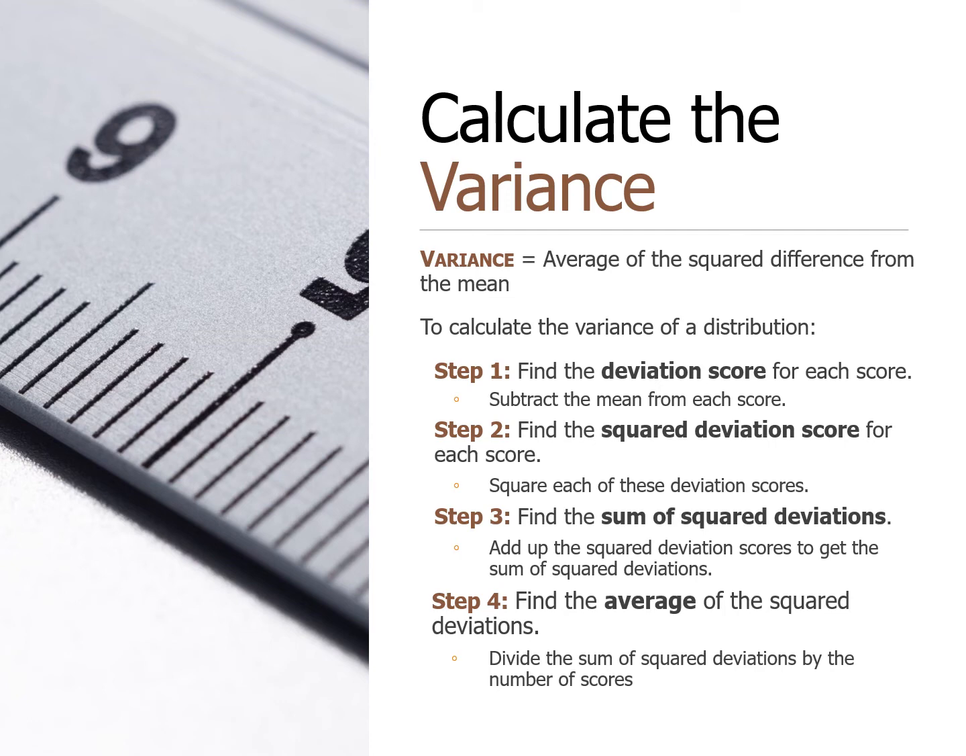So variance is the average of the squared difference from the mean. To calculate the variance of a distribution, you will find the deviation score, and I'll show you how to do that. You'll just subtract the mean from each score. Step 2, you'll find the squared deviation score for each score, and that is just, you'll square those deviation scores, so you just multiply each by itself. Step 3, you'll find the sum of the squared deviations, so you'll just add those up, and you'll get the sum of the squares, and then you'll find the average. Okay, you'll divide that by the number of scores. So let's look at that.